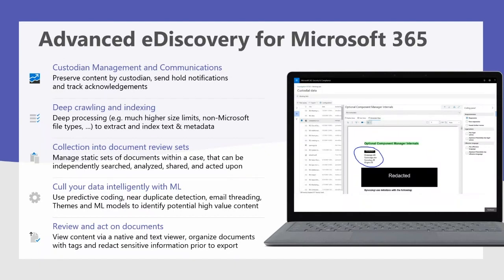So whether you have an E3 or an E5, you can do a few basic things when it comes to an e-discovery case. Number one, you can put people on hold, meaning that their information cannot be deleted or modified while it's on hold. Number two, you can search for content. And number three, you can export content from that search.